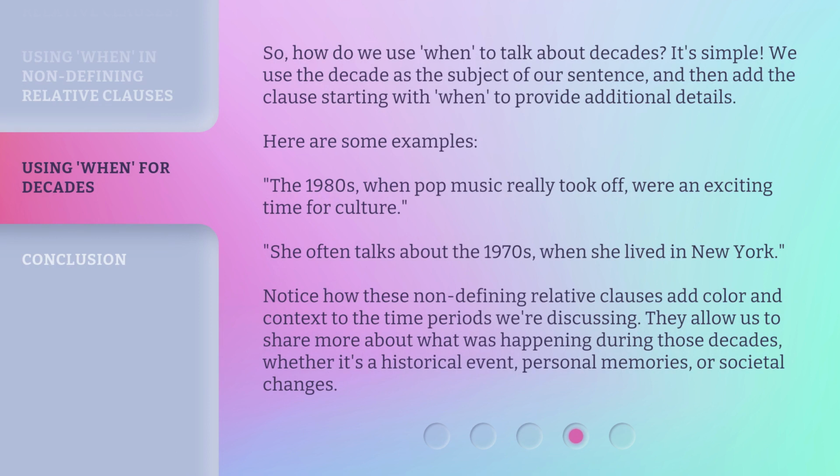So, how do we use when to talk about decades? It's simple. We use the decade as the subject of our sentence, and then add the clause starting with when to provide additional details. Here are some examples. The 1980s, when pop music really took off, were an exciting time for culture. She often talks about the 1970s, when she lived in New York. Notice how these non-defining relative clauses add color and context to the time periods we're discussing. They allow us to share more about what was happening during those decades, whether it's a historical event, personal memories, or societal changes.